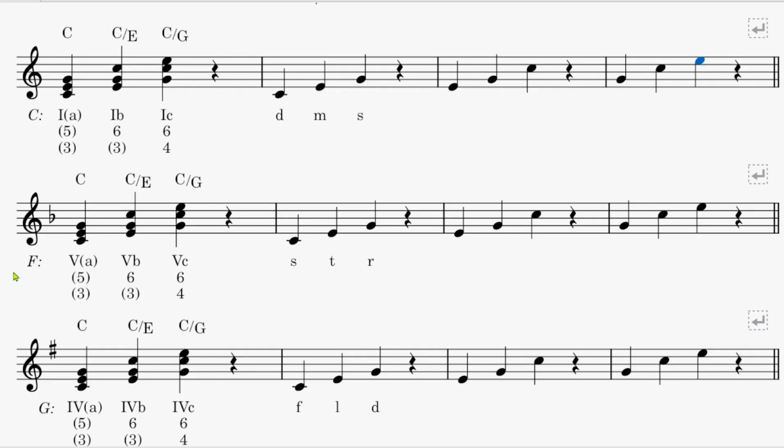Now look at F major. In F major, we can also find a C chord. We can also find 5/3, 6/3, and 6/4. But the Roman numerals is different because in F major, C is the 5th note and it sings as So. So the Roman numerals becomes 5A, 5B, and 5C. But root position is always 5/3, 6/3, and 6/4. And this time we sing the solfege starting with So. So it becomes So, Ti, Re.